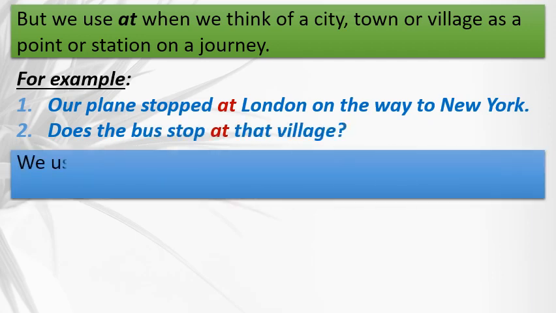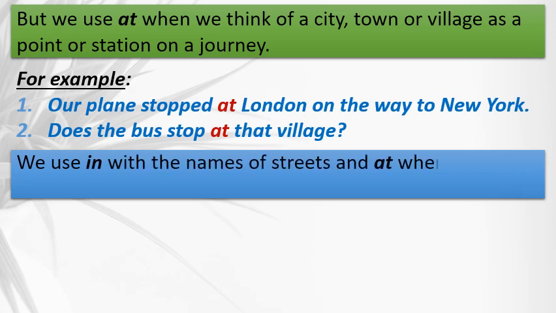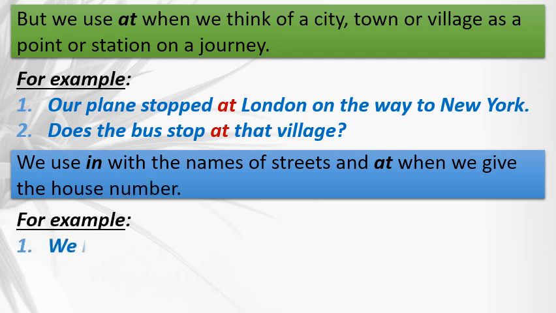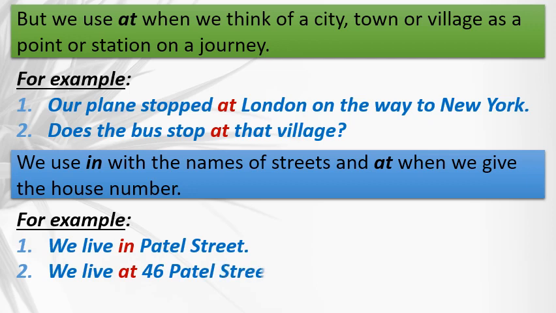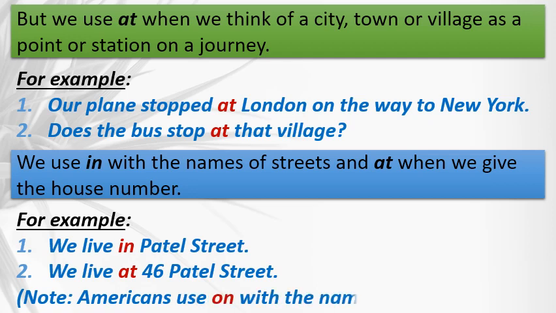Now let us see rule number 5. We use in with the names of streets and at when we give the house number. For example, number 1, we live in Patel Street. Number 2, we live at 46 Patel Street. Note one thing, Americans use on with the names of streets.